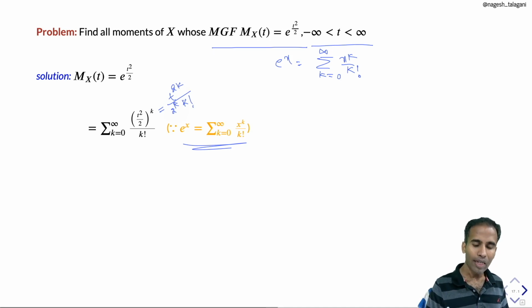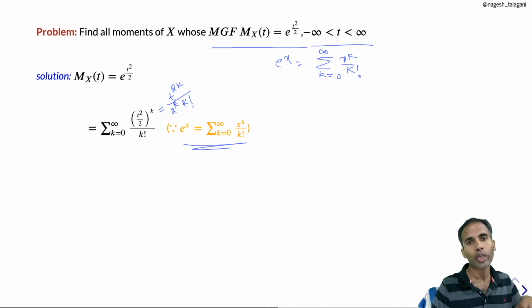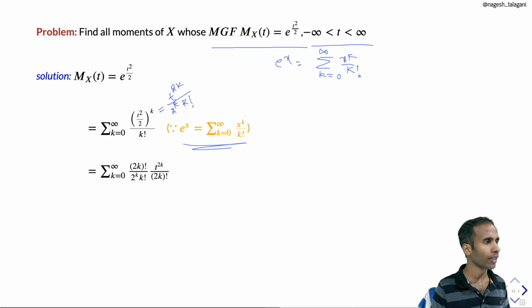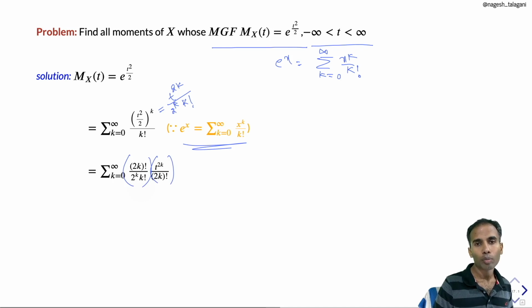So let's read off the first coefficient of t to the power of 2k by 2k factorial. But I don't see any 2k factorial in the denominator. We can adjust it by multiplying and dividing each term by 2k factorial like this. Then the coefficient of t to the power of 2k by 2k factorial is going to be 2k factorial by 2 to the power of k factorial, which is going to be mu dash 2k.